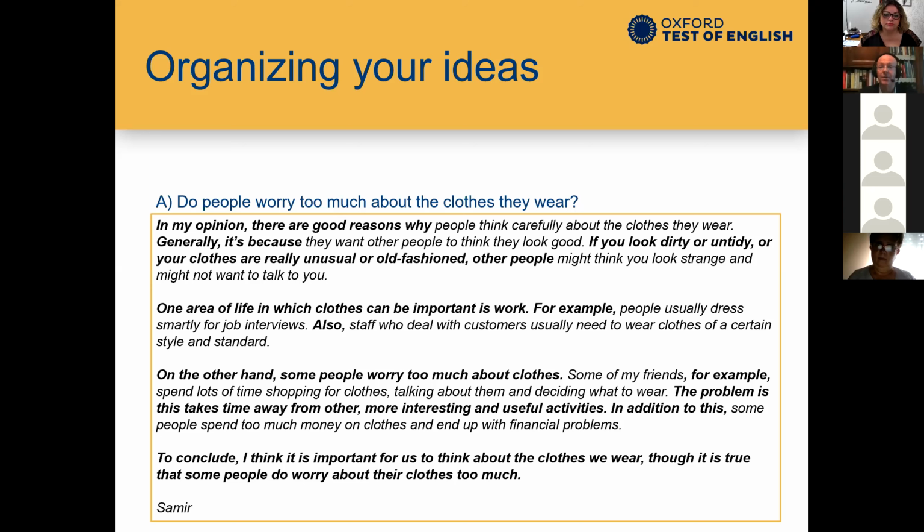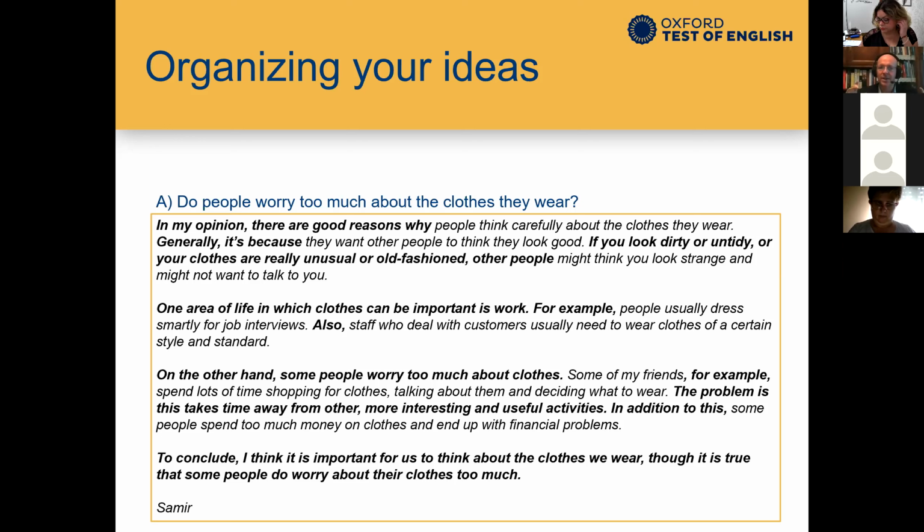People think carefully about the clothes they wear. Generally, it's because, and here is a really valuable word, because. And I really encourage you to use the word because as much in speaking as in writing, okay? Because this helps you to continue and to say more things. It also helps the other person, the examiner, to understand your arguments because they want other people to think they look good.